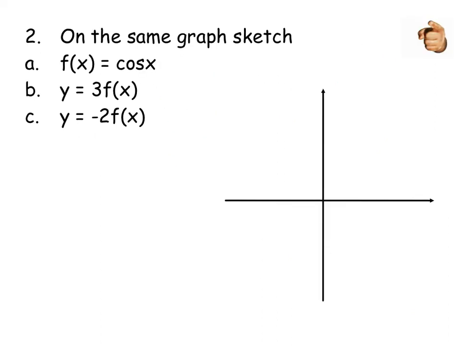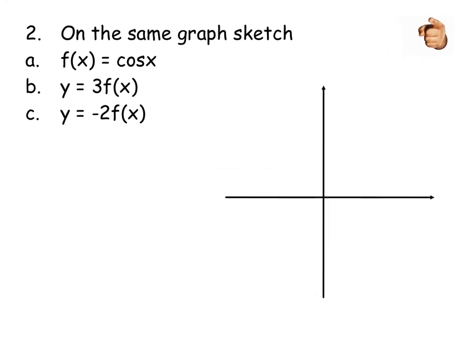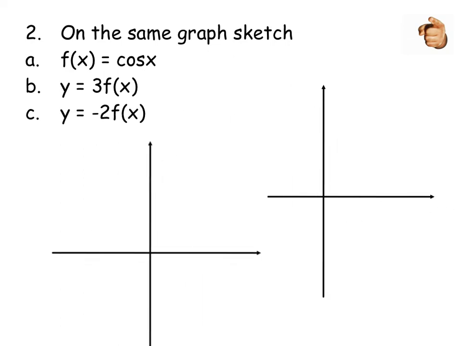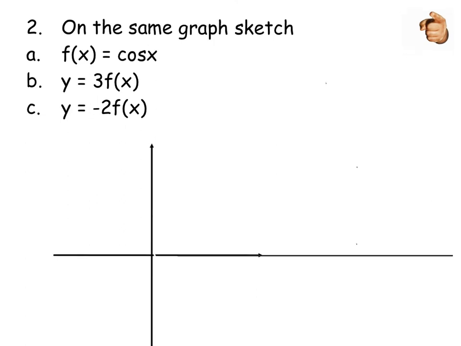Okay, second one, right, now we're going to do it with the cos x graph, and then we're going to draw 3f of x and minus 2f of x. First thing I've noticed is this diagram I've got here is completely the wrong place, so I need to try and move this. So we are going to move this over here. Okay, so that's a bit better. I'm ready to draw now.